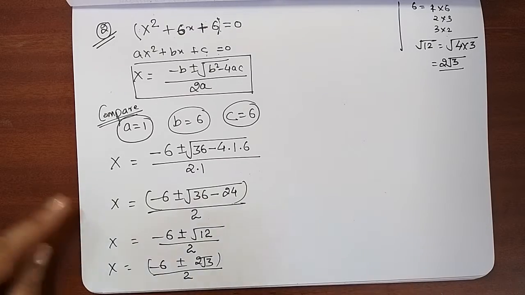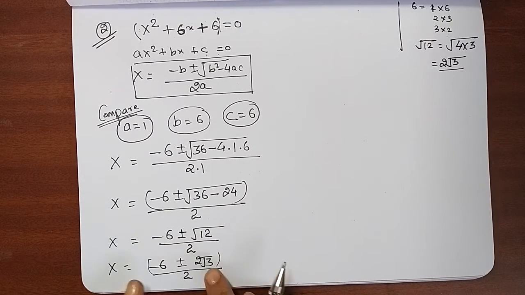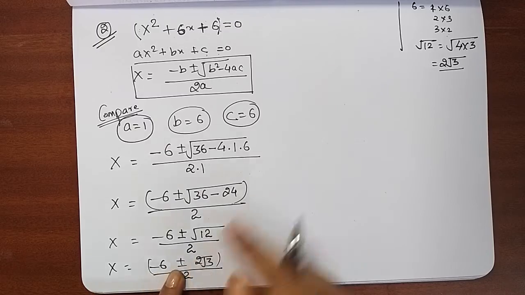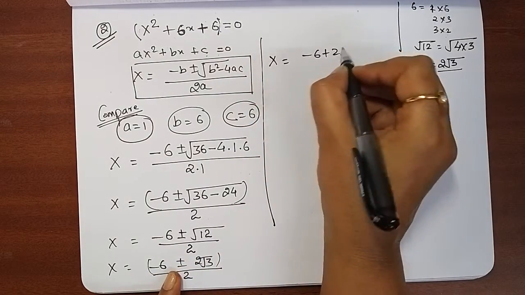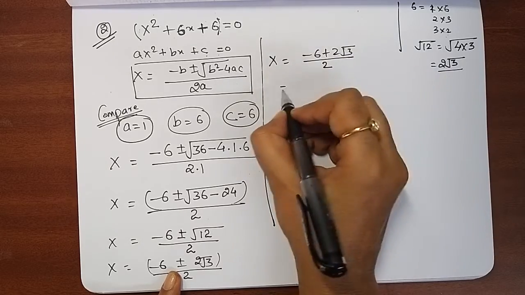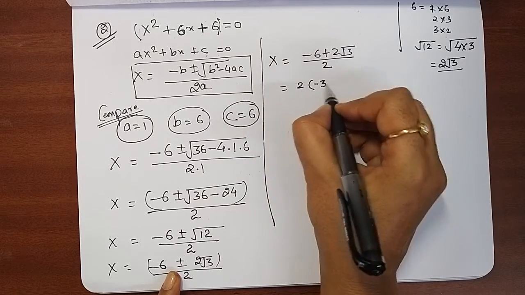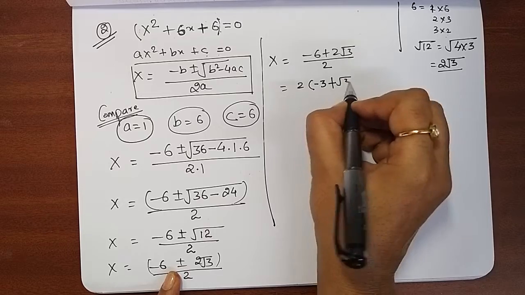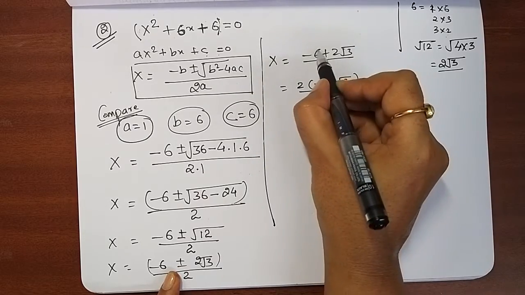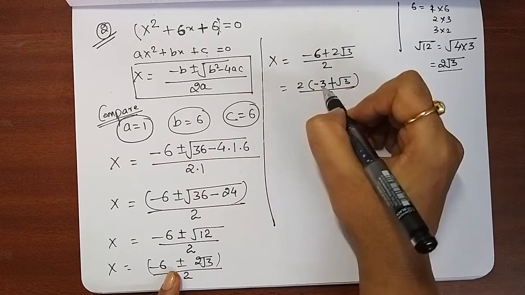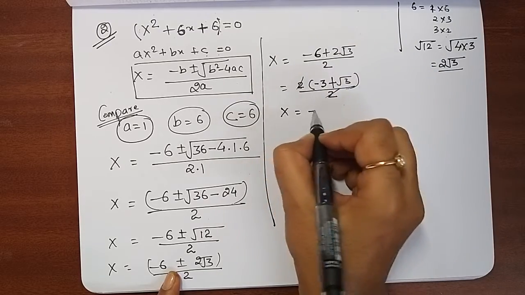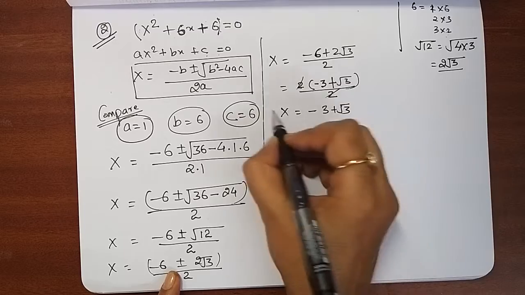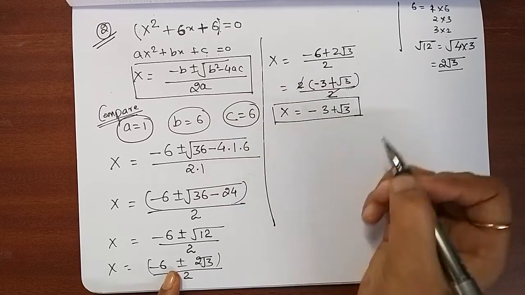Okay guys, now out of this, one answer I will get by putting plus. So x is minus 6 plus 2 root 3 by 2. Can I take 2 common? So it is 2 into minus 3 plus root 3 by 2. I am taking 2 common because 2 threes are 6 and 2 is out. Okay, 2 cancels. So my first solution is minus 3 plus root 3. This is my first solution.